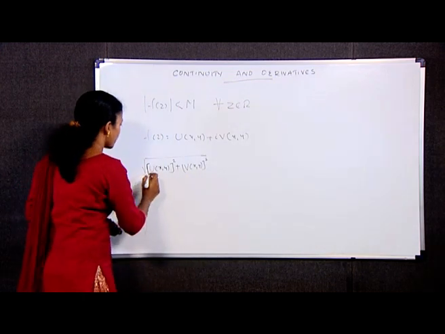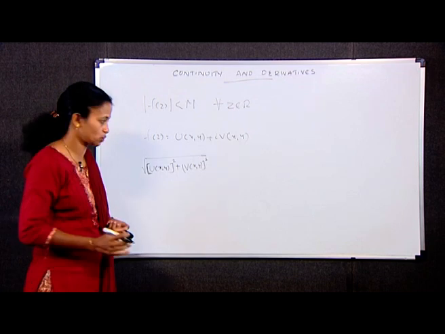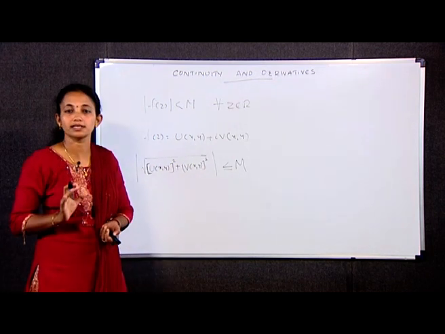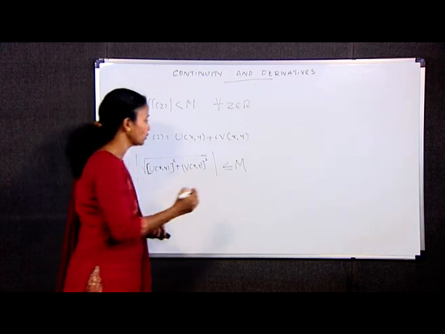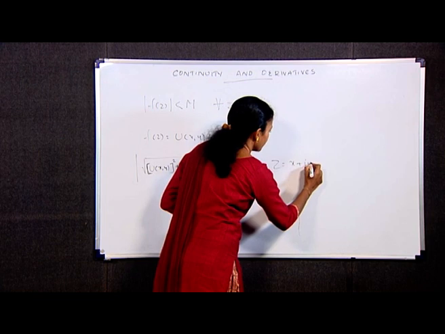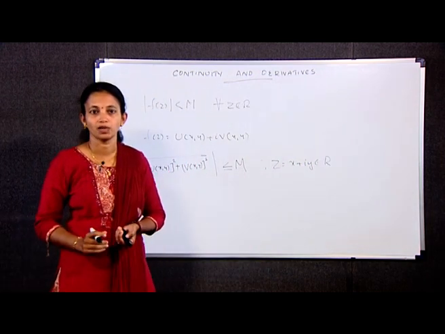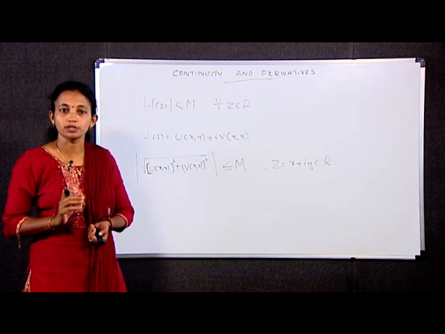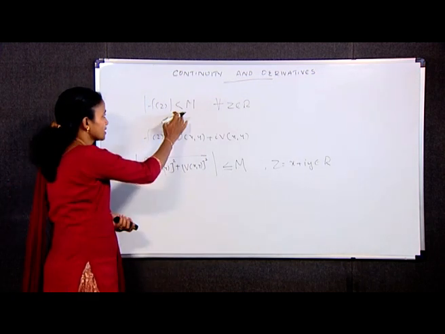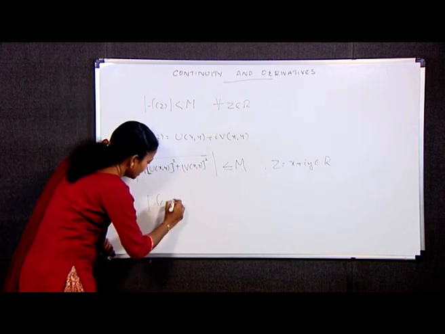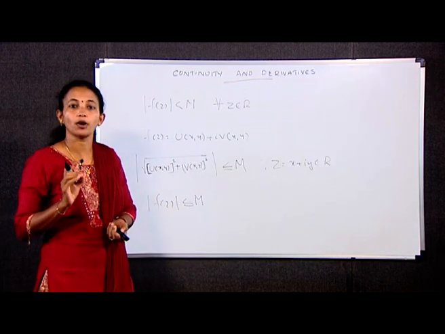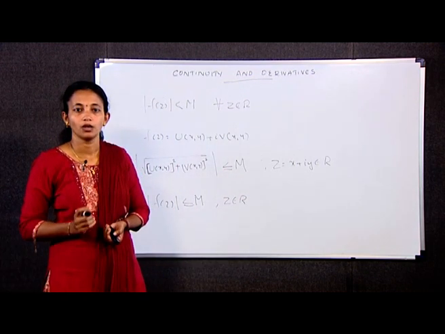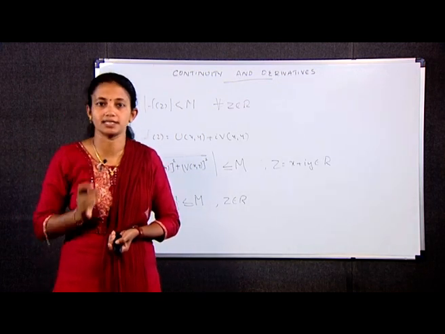That is, this square root of u(x,y) whole square plus v(x,y) whole square is always less than or equal to M. Of course, here we have the modulus. The modulus value is always less than or equal to M for all points z equal to x plus iy belonging to R. Since |f(z)| is equal to the square root of u whole square plus v whole square, the above can be written as |f(z)| less than or equal to M for all points z belonging to R, where equality holds for at least one such point.